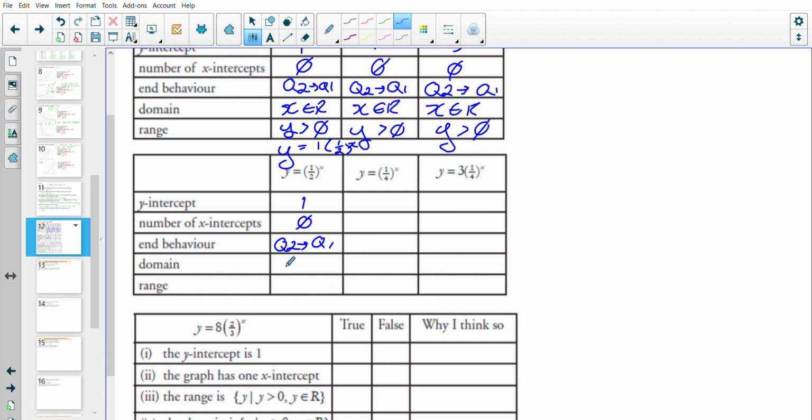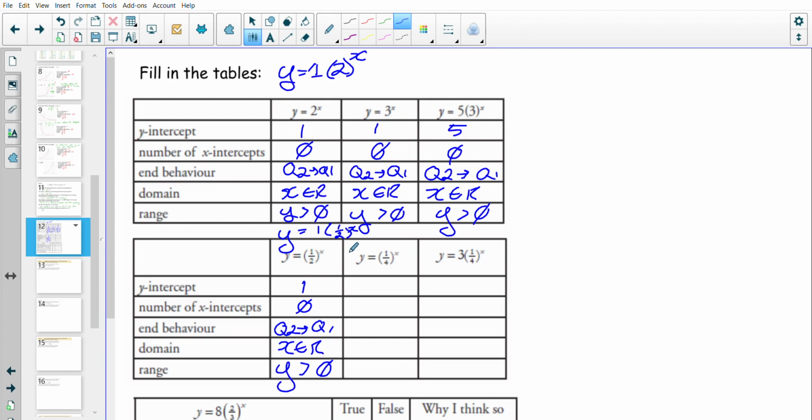Our domain is still x is any number that's real, and our range is y must be greater than 0. One thing I want to point out here is the end behavior. I want to really highlight the end behavior because you can't tell if a graph is increasing or decreasing just based on its end behavior.